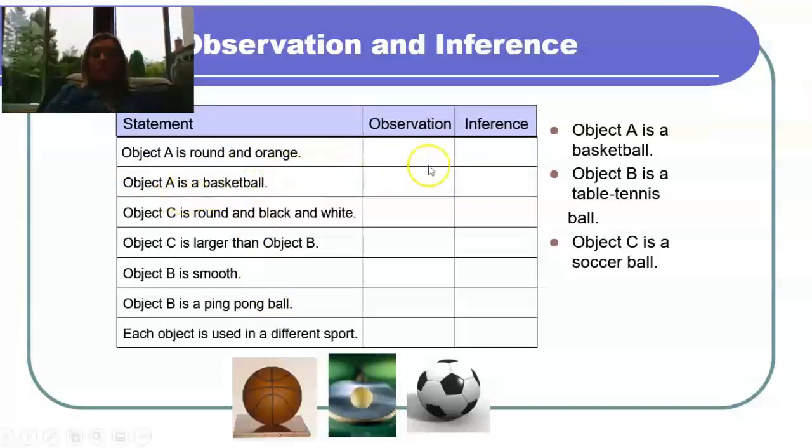Object A is a basketball. Object C is round and black and white. Object C is larger than object B. Object B is smooth. Object B is a ping pong ball. Each object is used in a different sport. So you need to decide which of these is an observation and which is an inference. I want you to pause the video and take some time to think about that.